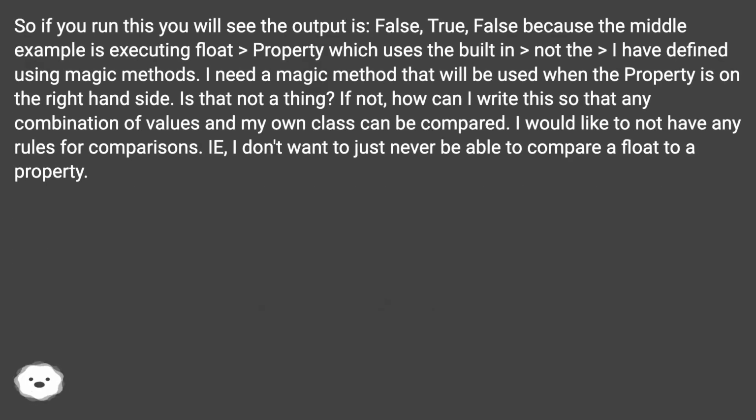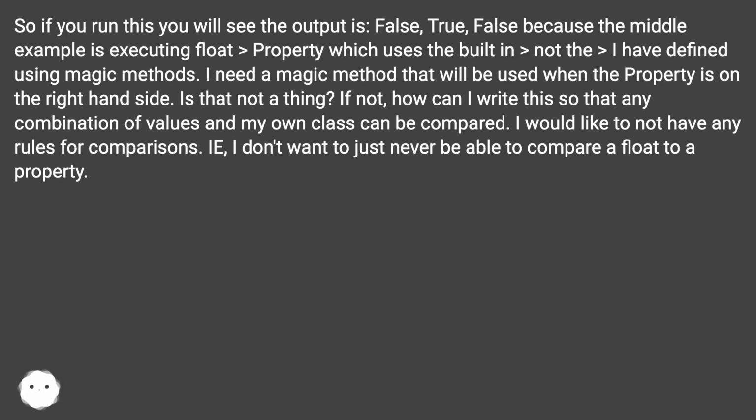So if you run this, you will see the output is false, true, false, because the middle example is executing float is greater than property, which uses the built-in is greater than, not the is greater than I have defined using magic methods. I need a magic method that will be used when the property is on the right-hand side. Is that not a thing?